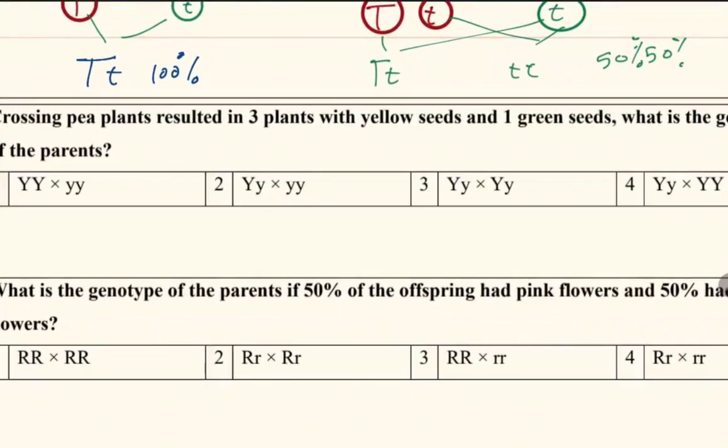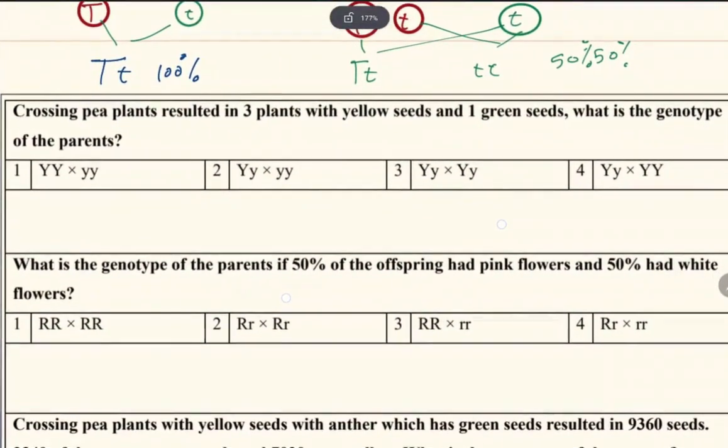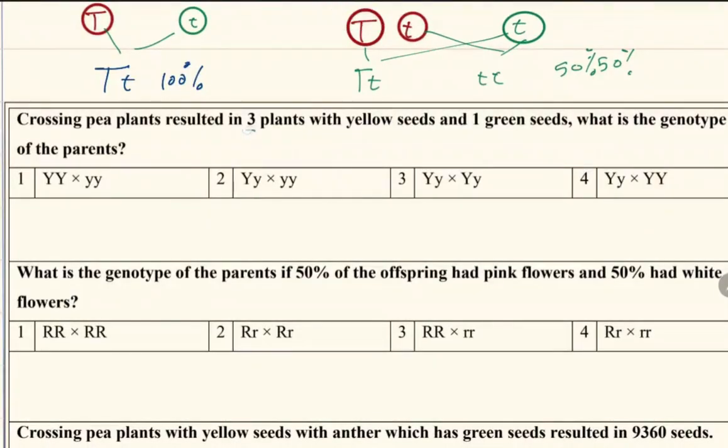Let's look at these questions here. It says, crossing a pea plant results in 3 plants with yellow seeds and 1 green. I have 3 plants, yellow, and 1 green. Which one can give me these genotypes or phenotypes in the offspring? The first one, what is it going to give us? The gamete here Y capital, Y capital and here Y small, Y small. Cross them, it will be Y capital Y small, 100% yellow. So this is not the correct answer.